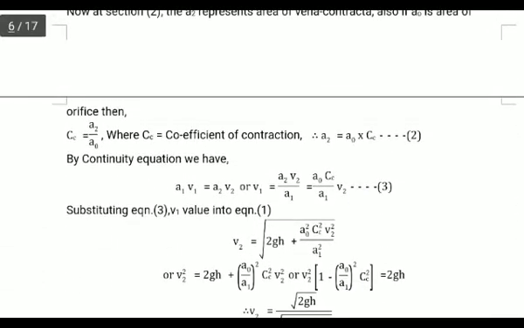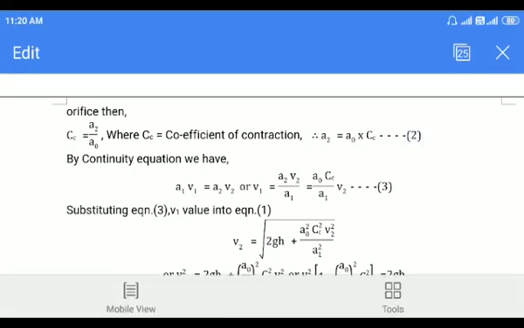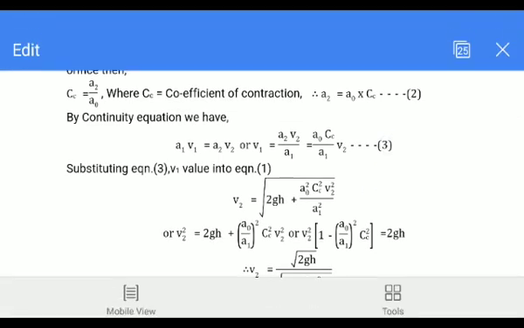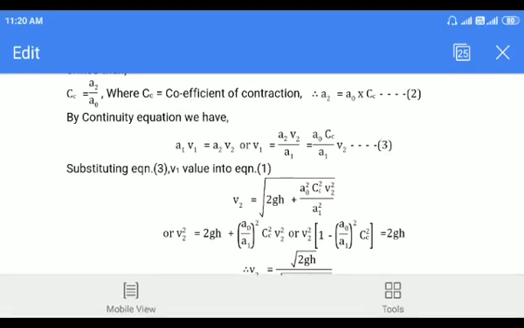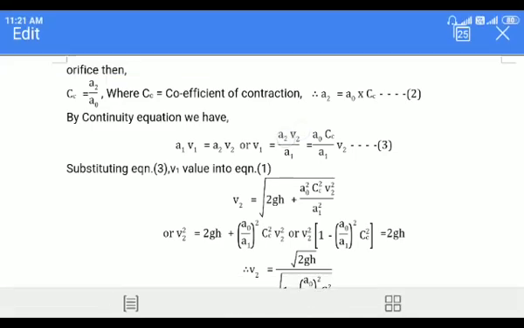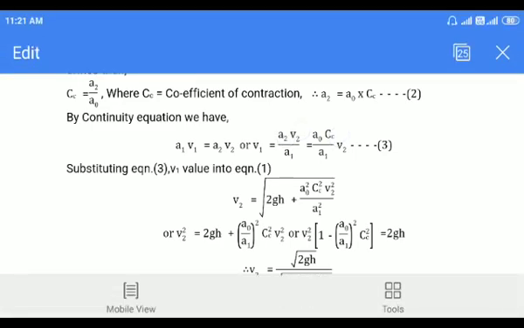So the coefficient of contraction Cc is equal to A2 divided by A0. From here A2 can be written as A0 into Cc, equation number 2. Also we know the continuity equation: Q equals A1 V1 equals A2 V2, or V1 is equal to A2 V2 divided by A1. But in place of A2 I can replace this value, that is A0 Cc.